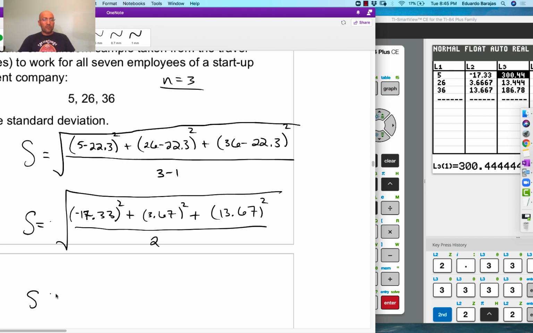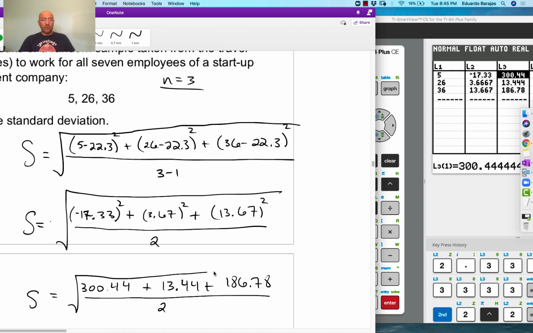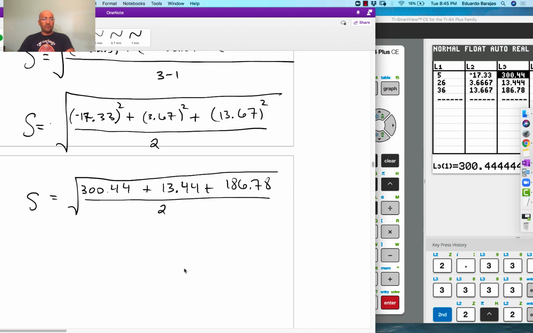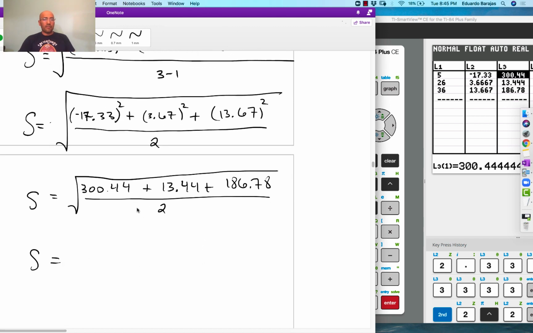Okay, next we wanted to square each one, and the calculator already did that for me, so it would be 300.44 plus 13.44 plus 186.78. All of that gets divided by 2, and we take the square root of the whole thing. So we're almost there. Now all we have to do is find the sum of those numbers, divide by 2, take the square root, and we're home free. Okay, so back to my calculator.